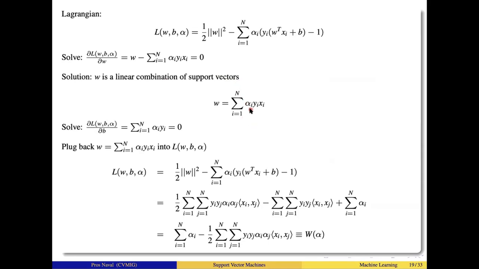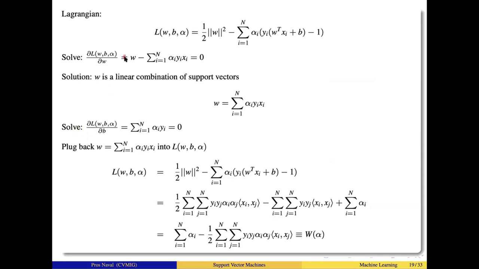And some of the alphas are 0. In fact, most of the alphas are 0. The ones that are non-zero are called the support vectors. Right? So the weight vector is composed of the linear combination of not all the vectors, but only the support vectors, because for the other training vectors, alpha is 0, so you can get rid of them.